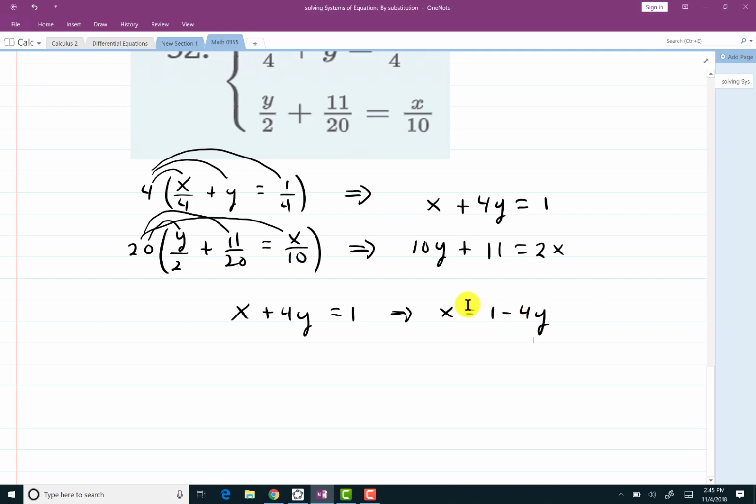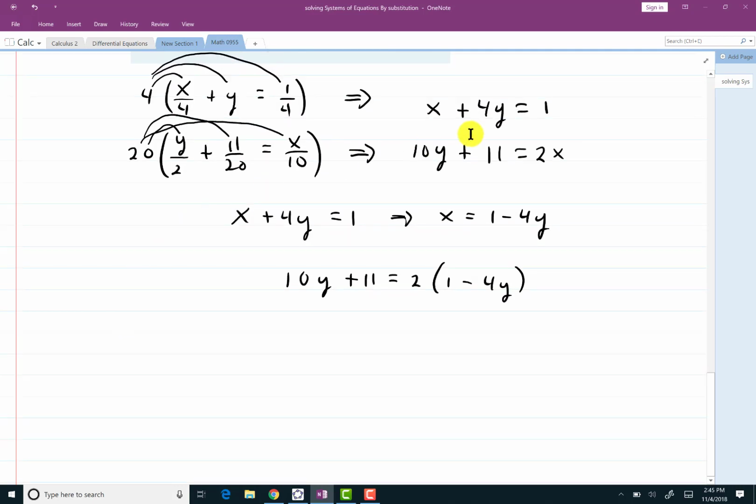Now what you have to do next is, if you use one equation to find one of the unknowns by itself, in this case x, then I can't plug it back into the same equation or I'll just get a 0 equals 0 situation. What I need to do is take this and plug it into the second equation. So let's do that. My second equation becomes 10y plus 11 equals 2 times 1 minus 4y. You see, the x has been replaced by 1 minus 4y.